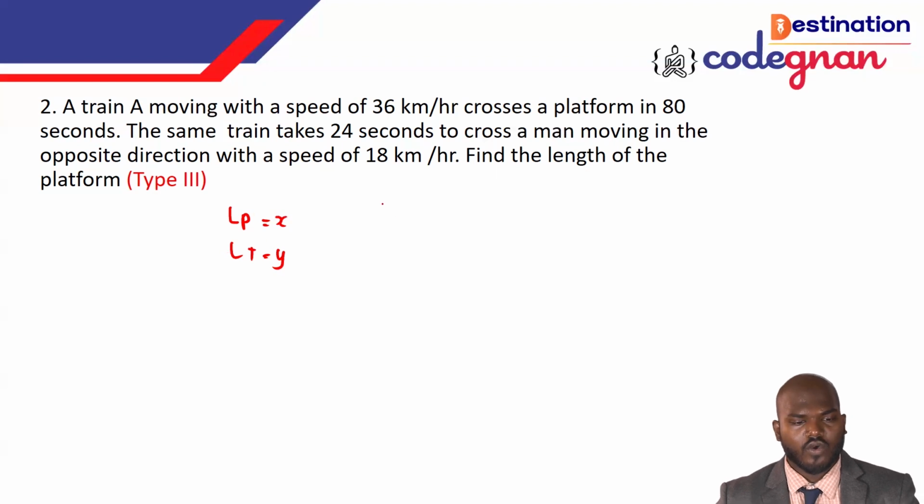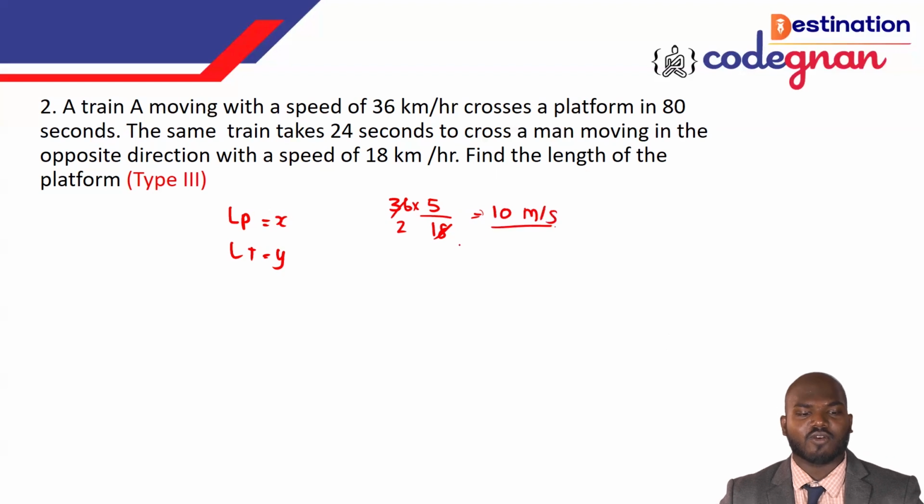Okay guys, going onwards, we have 36 km per hour, right? So I'm converting it into meters per second. To convert it, I can use 5 by 18. So 18 times 2 is 36, and 5 times 2 is 10, so we can call this 10 meter per second.